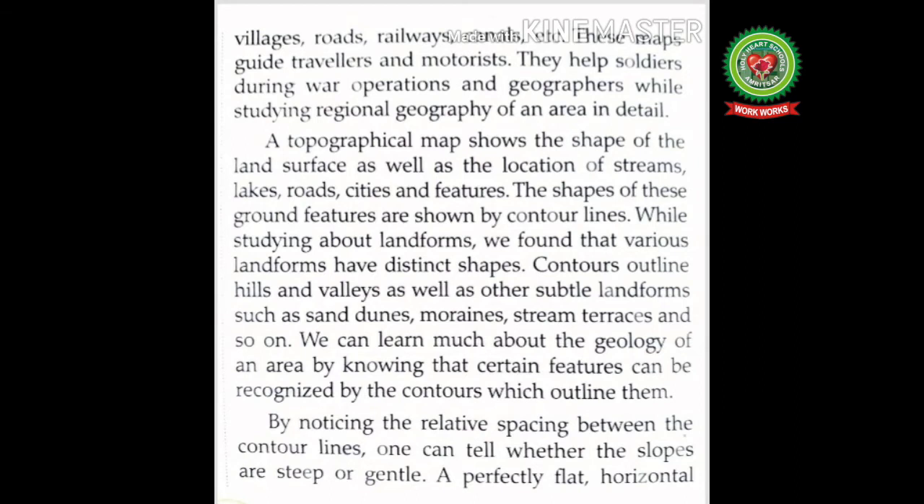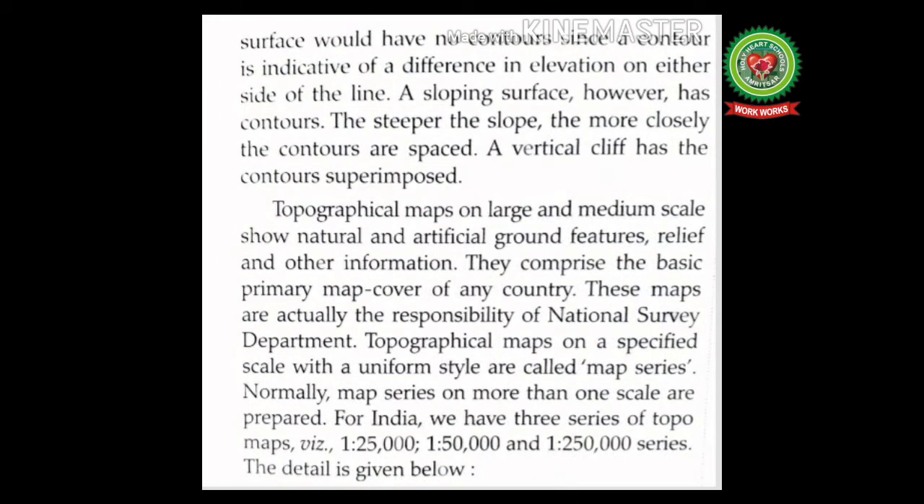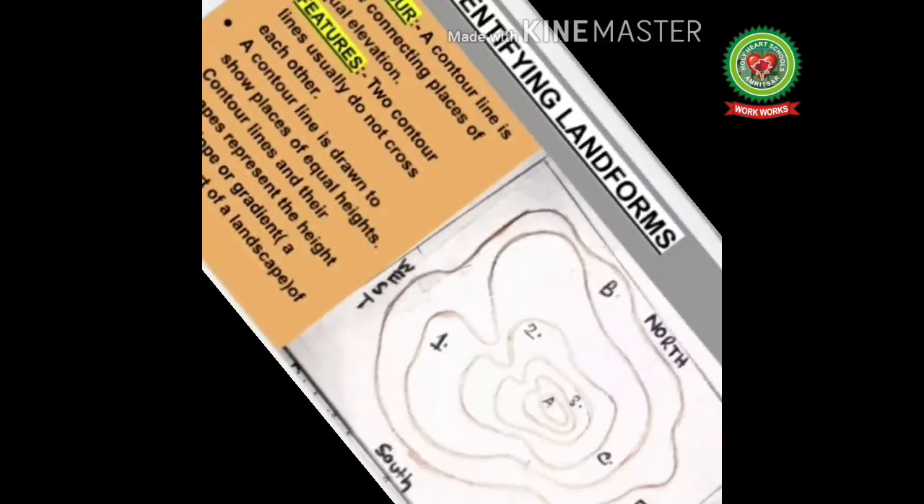steep or gentle. A perfectly flat horizontal surface would have no contours since a contour is indicative of a difference in elevation on either side of the line. A sloping surface, however, has contours. The steeper the slope, the more closely the contours are spaced. A vertical cliff has the contours superimposed. Superimposed means overlapping. Let's understand in common language.